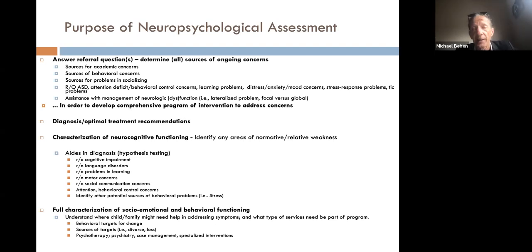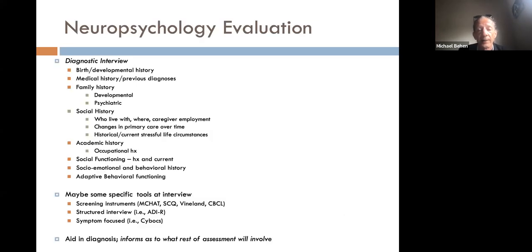And then finally, sometimes part of the assessment will involve very fine-grained analysis of some behavioral concerns. What are the problems? What are the specific targets? What are the specific concerns that we want to address? We might find those residing within the child, for instance some behavioral problems, but we also might find some concerns in the child's life that also need to be addressed as part of their treatment. And then again, at the end of it, we seek to come up with a full program of intervention to address any and all the sources that we find.